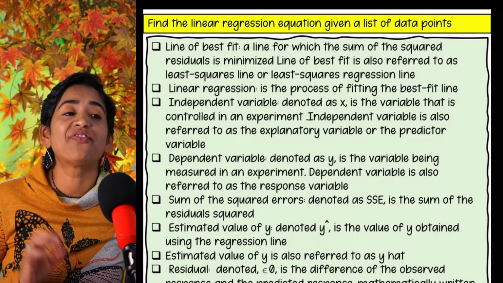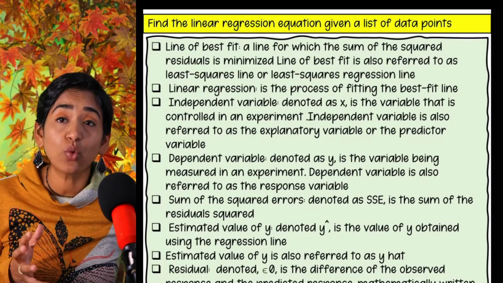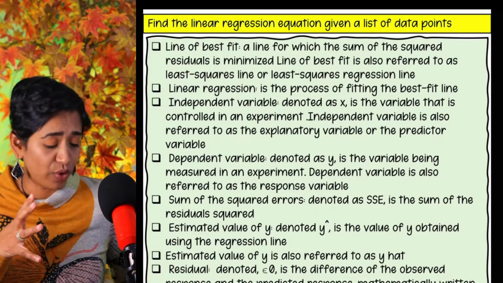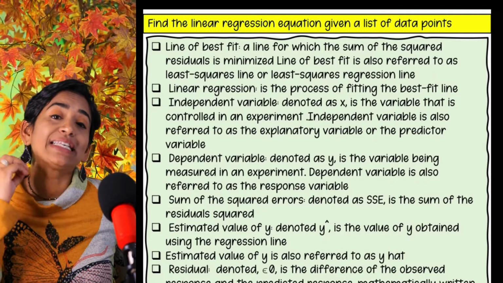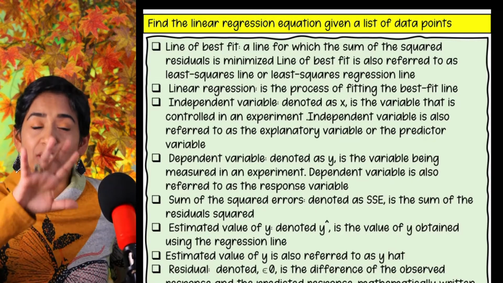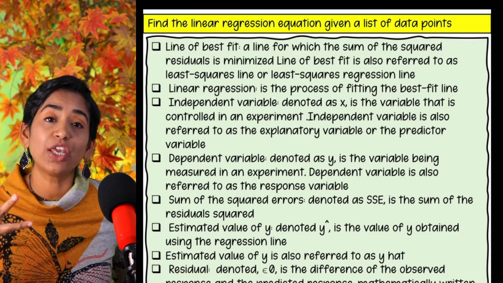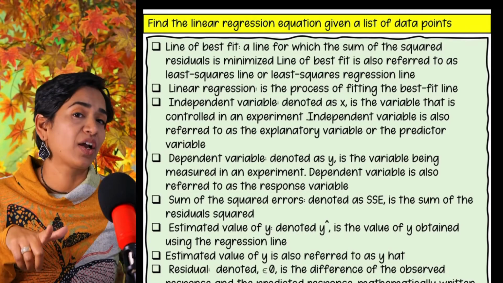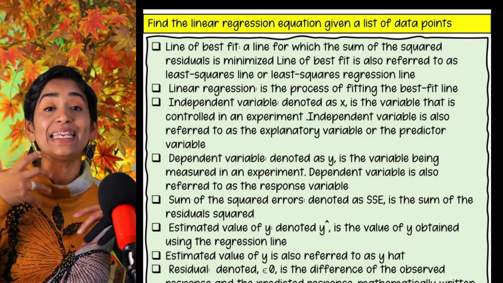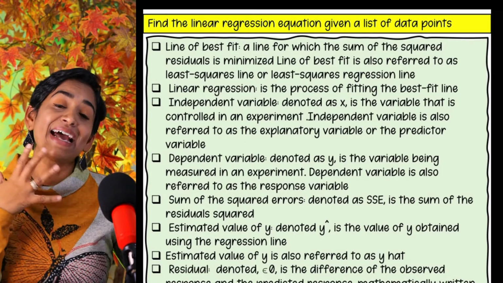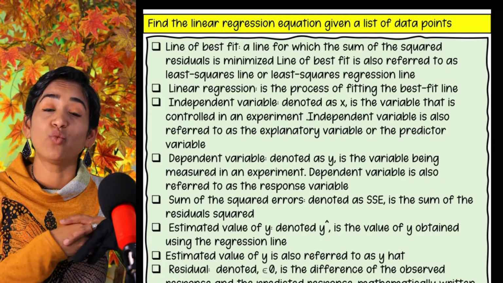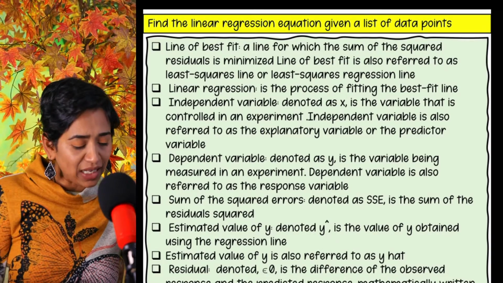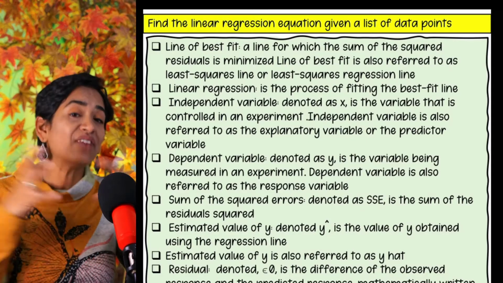The next one is to find the linear regression equation with the list of data points. What they're doing is giving you scattered points, or the scatter plot, and asking you to find the equation of the line, which is going backward. In the previous cases, they gave us the equation of the line and asked us to get the different x and y values.